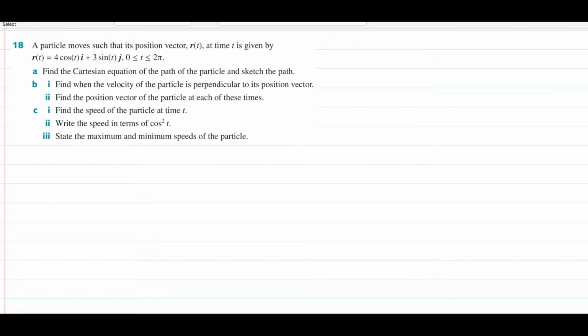Right, now moving on to part C. Find the speed of the particle at time t. So if you want to find the speed, you need to get the velocity first. So we know the velocity vector as found in part A and B previously. Just differentiate your position vector. I'll write that down quickly. Now, if you want to find the speed, you just need to get the magnitude of that.